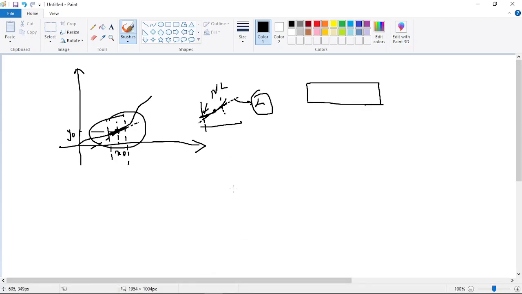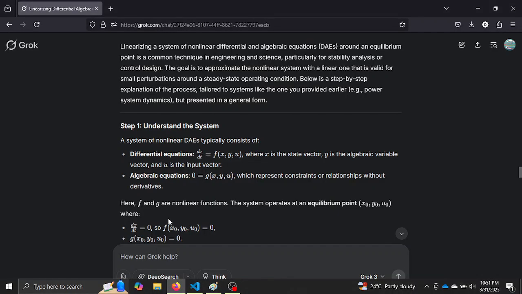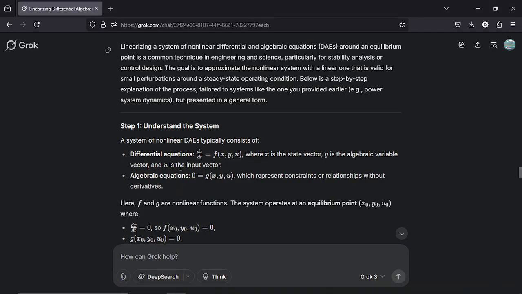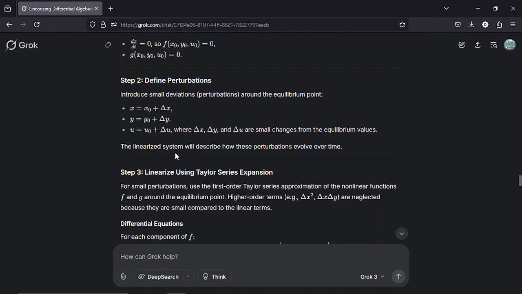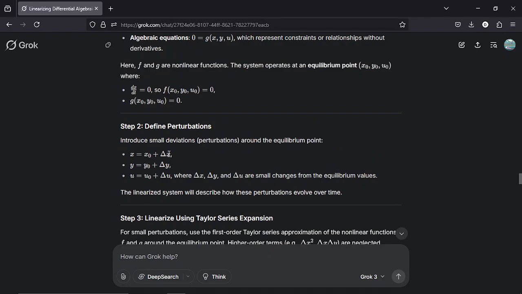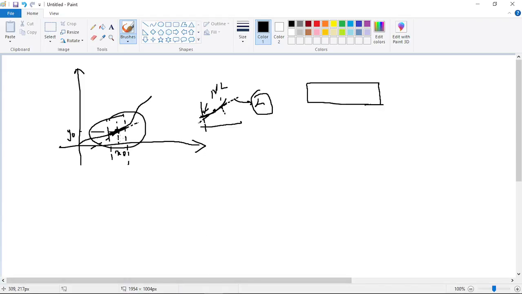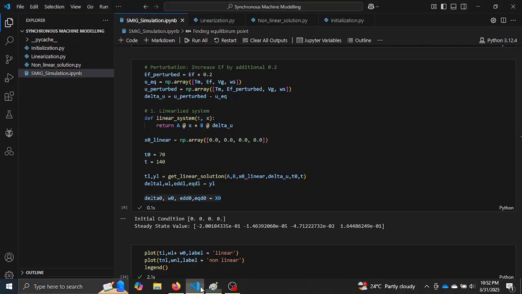For simplicity, I asked Grok, and it says, first we have to understand the system, and these are our set of differential equations. These are our set of algebraic equations. And first we need some equilibrium point. After determining the equilibrium point, we use some perturbation. Perturbation means small deviation around the equilibrium point. I already mentioned here, this is the small deviation, this is the perturbation. This is x plus delta x. So this is the small perturbation to develop the linear model of the system.